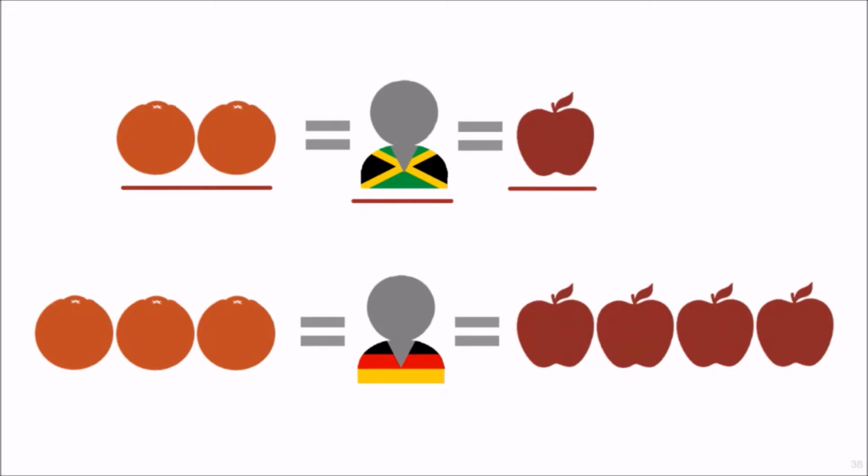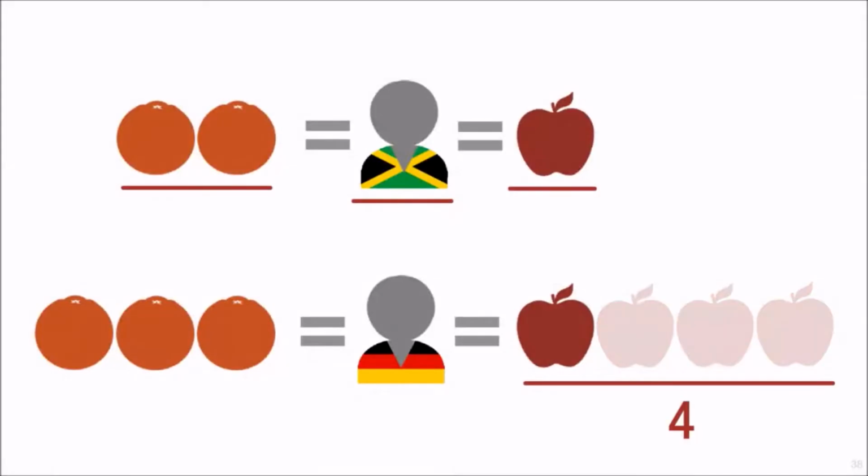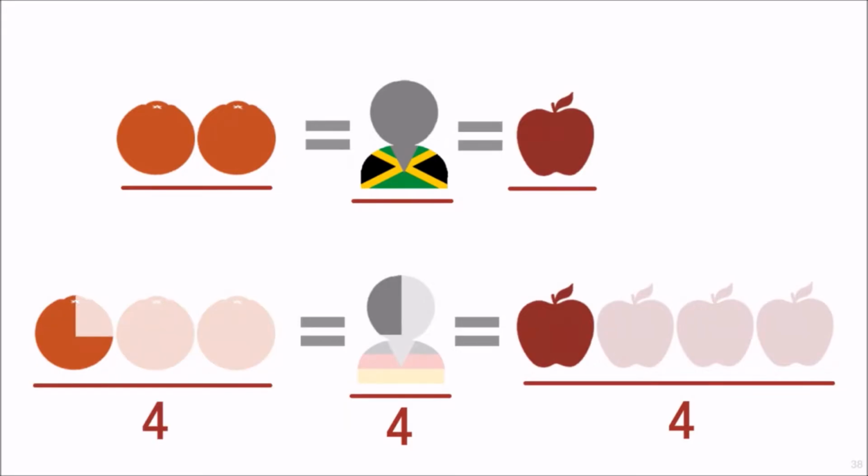In Germany, a labor unit in a day could produce 4 apples. So 1 apple is a quarter of a day for a labor unit. And in that time, it could have produced 3/4 of an orange. So the opportunity cost of an apple is 2 oranges in Jamaica and 3/4 of an orange in Germany. Germany has the lower opportunity cost of producing an apple.